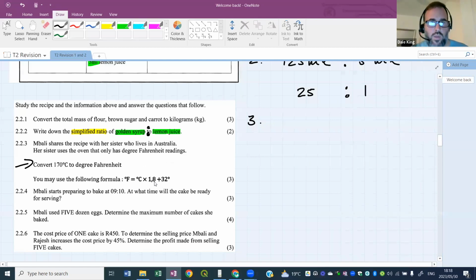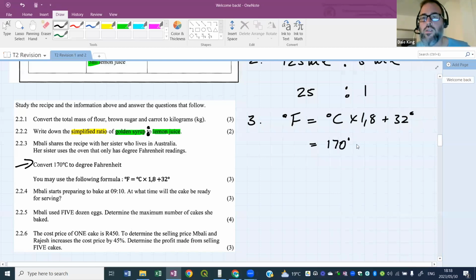So we just take the formula and we're going to sub in our values. So I'll just write the formula out. To get degrees Fahrenheit, you must take degrees Celsius and multiply it by 1,8, and then you must add 32 degrees. Okay, so the degrees Celsius they gave us, 170 degrees. We must multiply by 1,8. Guys, have your answers ready? And then add 32 degrees. All right.